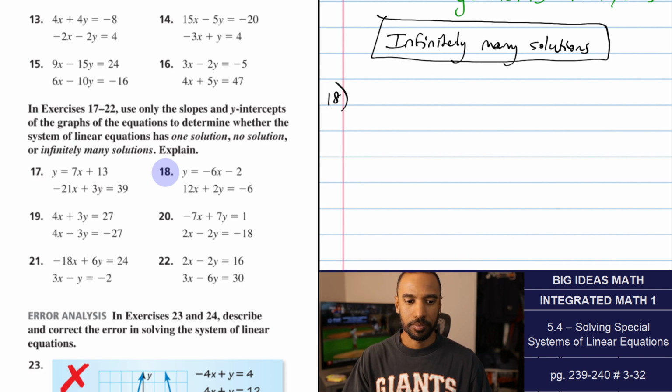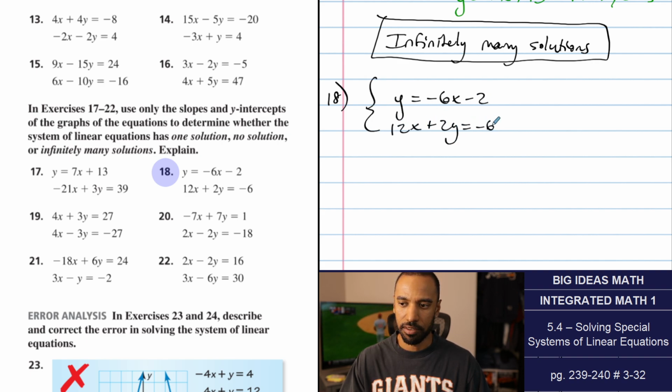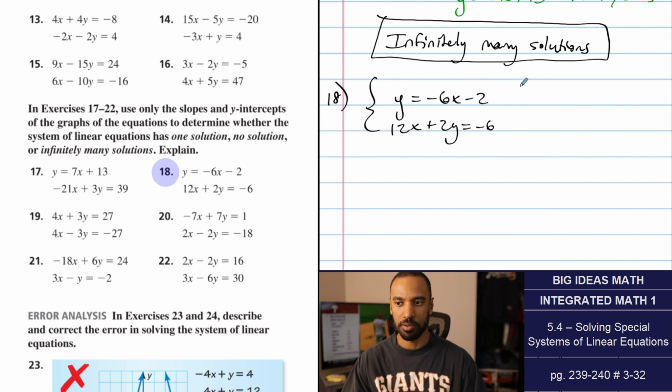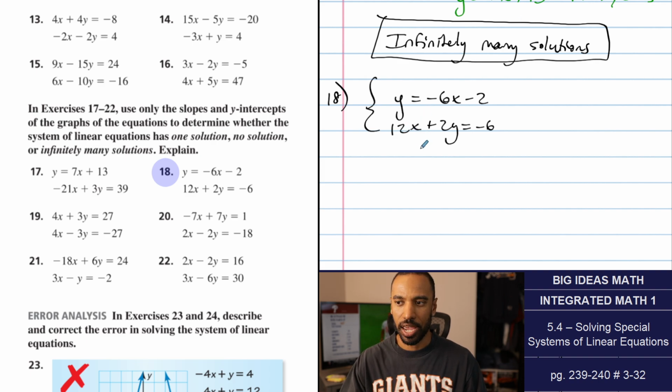Number 18. y equals negative 6x minus 2 and 12x plus 2y equals negative 6. So this one is a slope of negative 6, y-intercept negative 2. The point is, when we look at this second equation, how does it change in comparison? Is it the same? Is it different? So is one solution an option? Yes, it is an option. We'll see if that ever shows up.